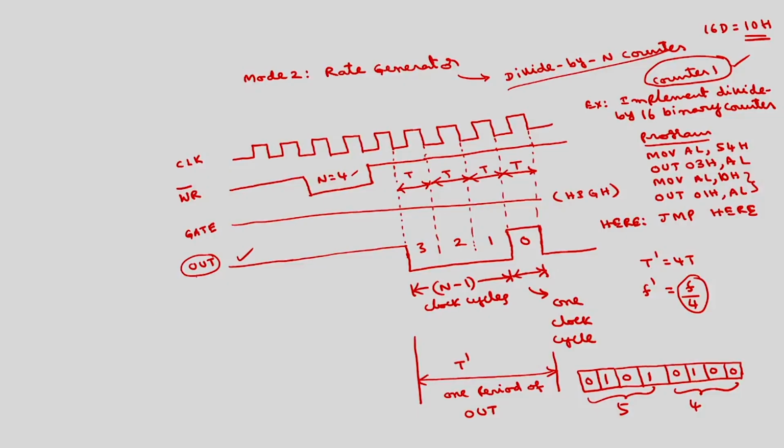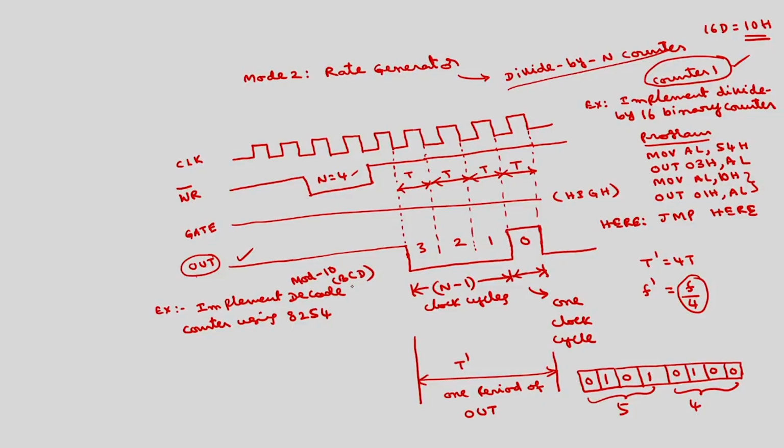And I will give a second example where I want to use it as a BCD counter. Implement a decade counter using 8254. Decade is nothing but a mod 10 BCD counter.